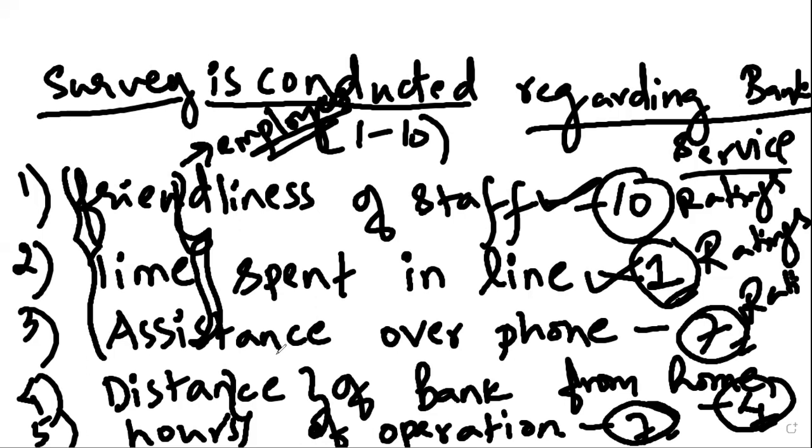Correct. So this is not related to the bank employees, is it right? Distance of the bank. What can an employee do about the distance from the bank? So it is not possible. So there is not much correlation between the fourth and third question, but there is a lot of correlation between the fourth and fifth question. Is it right? So you can just make note of this example, whatever I have written.